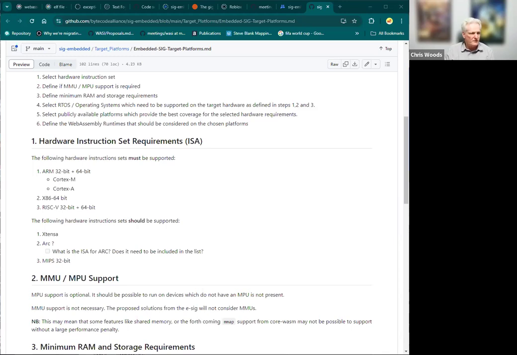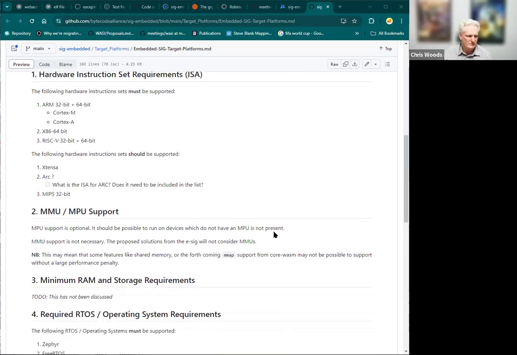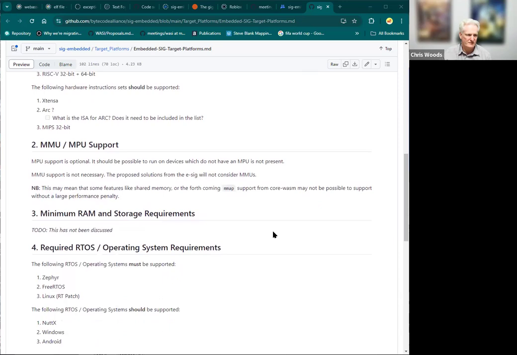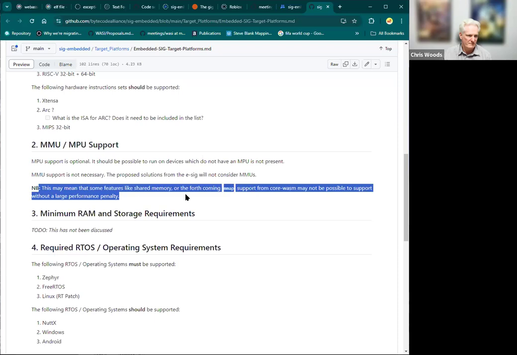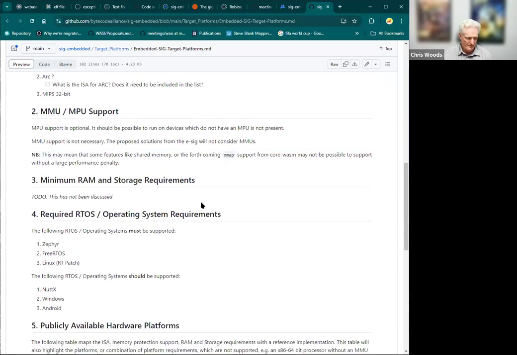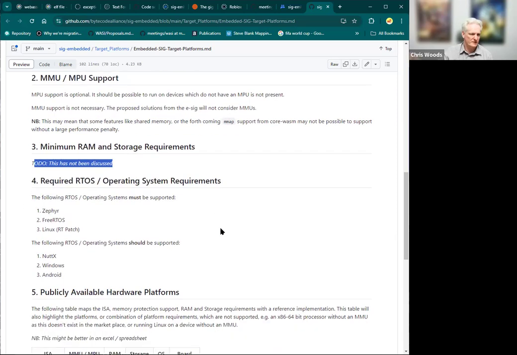Thanks, everybody. Okay, so then I'm happy enough with the MMU MPU support. Seems to make sense to me. The memory protection unit is optional, it should be possible to run; MMU is not necessary. So there is an implication for mmap. And then RAM and storage requirements, and that's where I saw the table.